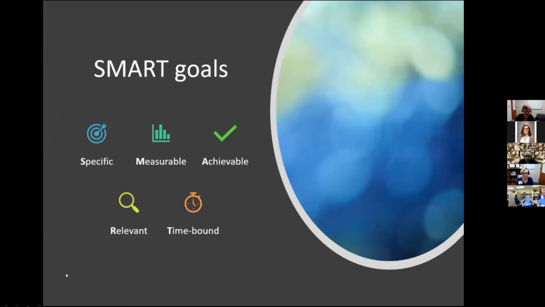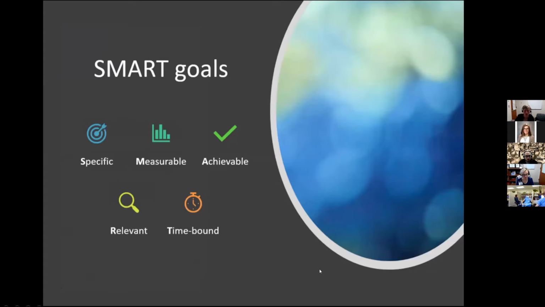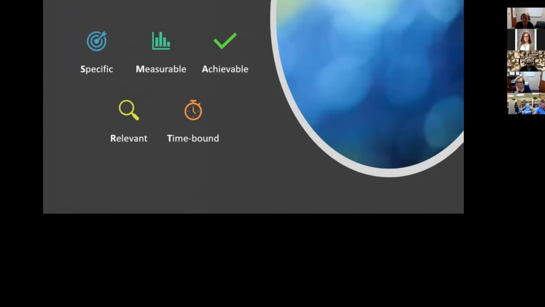All right, so what I would like you to do now is take 5 minutes on your own, whip out your cell phone or a piece of paper, think about the rotation you're on right now, and write down 1 or 2 SMART goals for your rotation.